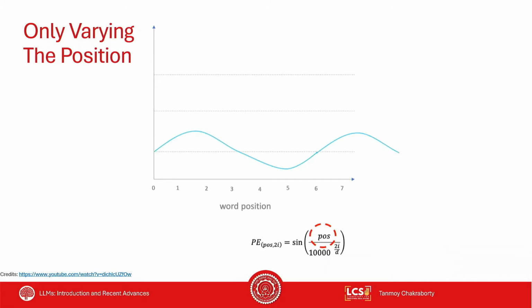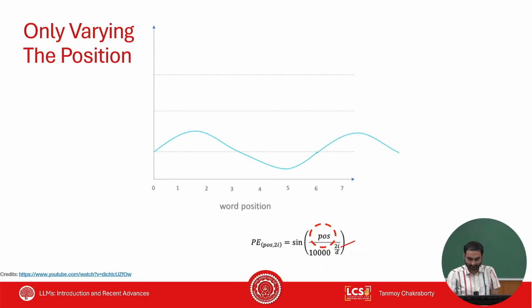Now let's see. So you may wonder, why do I need this i? Let us forget this i, and let us only embed the positional vector using only the position information.